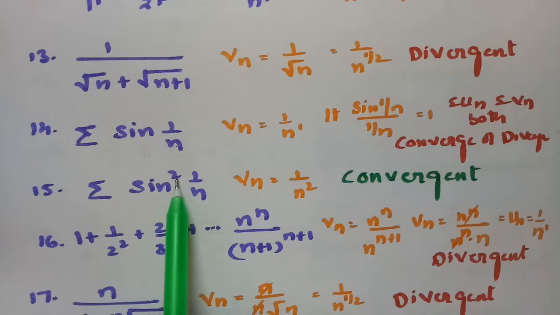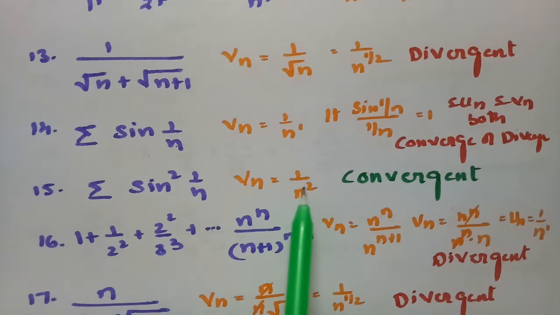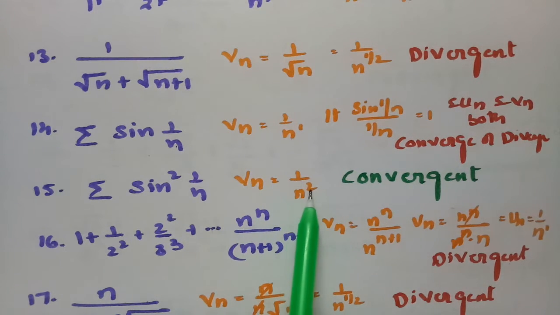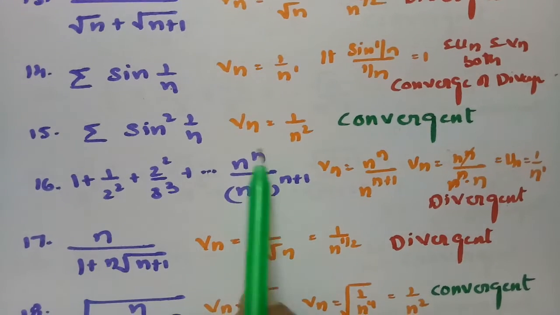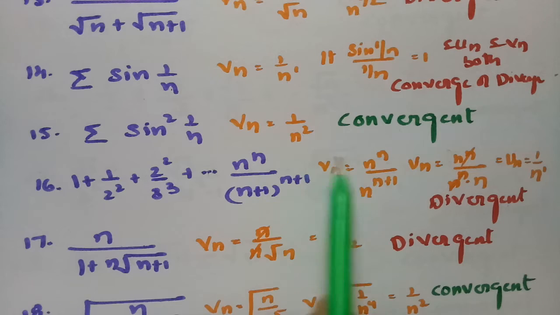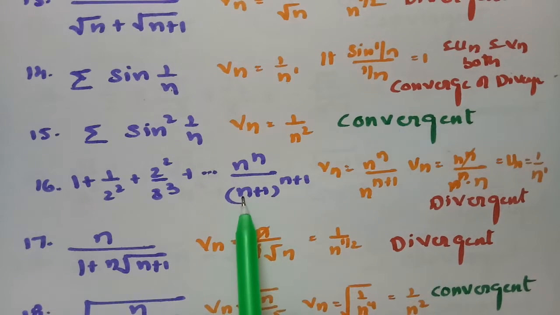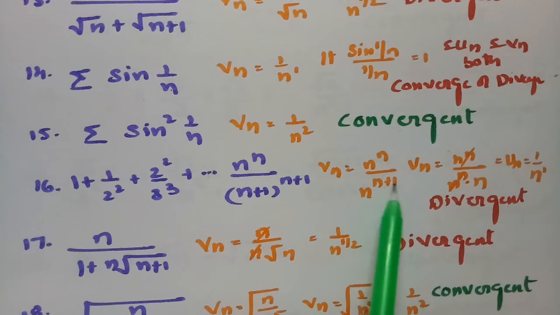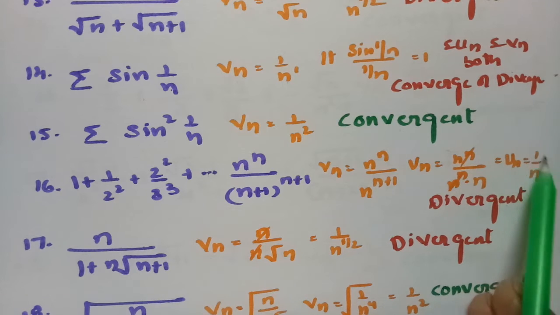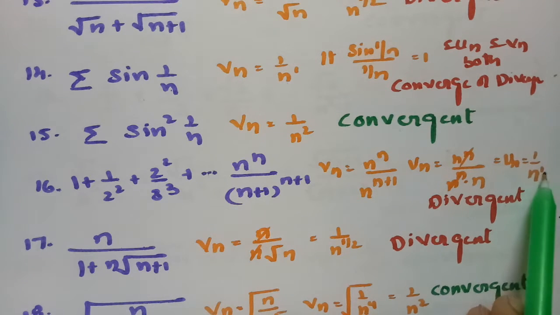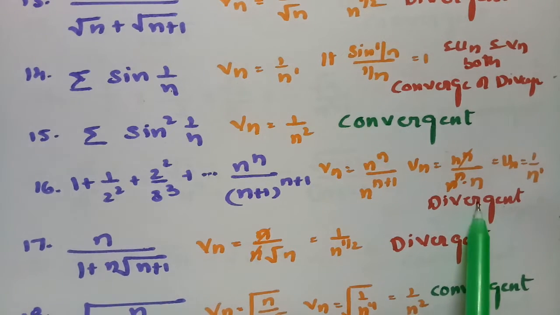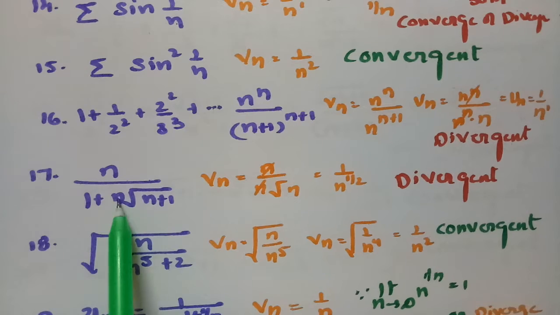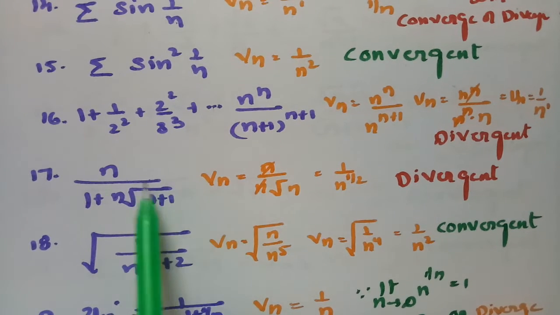So sine square 1 by n. Here I'm taking 1 by n to the power twice, 2. So p greater than 1, it is convergent. So in this case also, in the numerator we have n power n. In the denominator we have n power n plus 1. So after cancellation I got 1 by n power 1. So p is equal to 1 or less than 1, then it's divergent according to the auxiliary test.